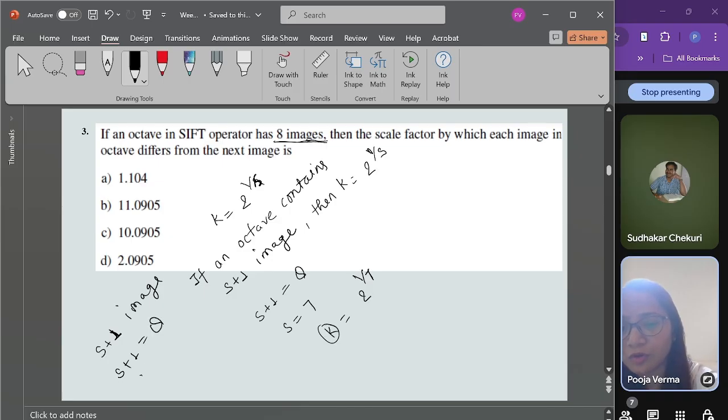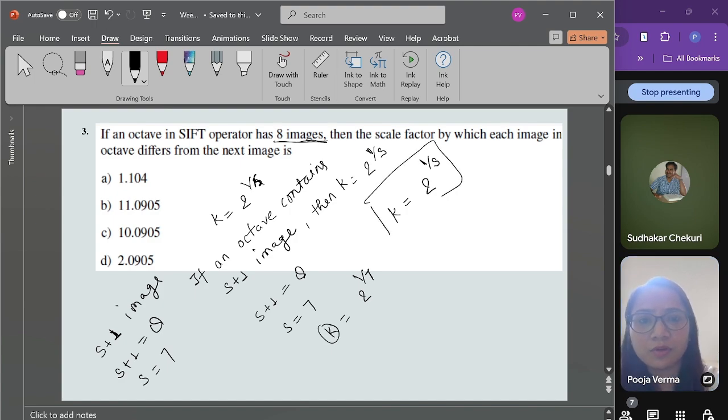So if we want to find s, s is 8 minus 1, which will be 7 only. To find out how each differs across the different scales, the formula is k is equal to 1 by s, or if n number of images are there, you can say it n or s. You can take any representation. So k is equal to 2 to the power 1 by 7.